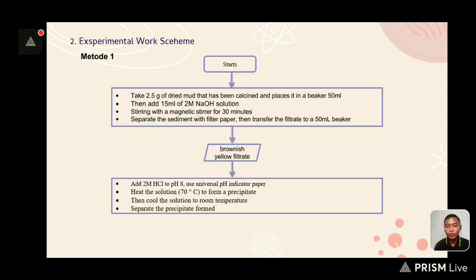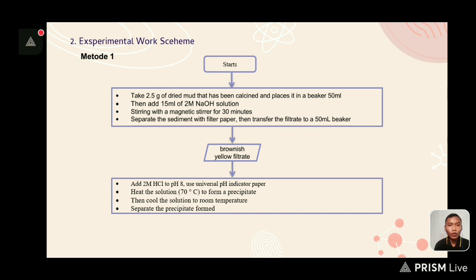As for the working procedure, method 1: first, take 2.5 grams of dried mud that has been calcined and place it in a 50 ml beaker. Then add 15 ml of 2 mol NaOH solution, stirring with a magnetic stirrer for 30 minutes. Separate the sediment with filter paper, then transfer the filtrate to a 50 ml beaker.